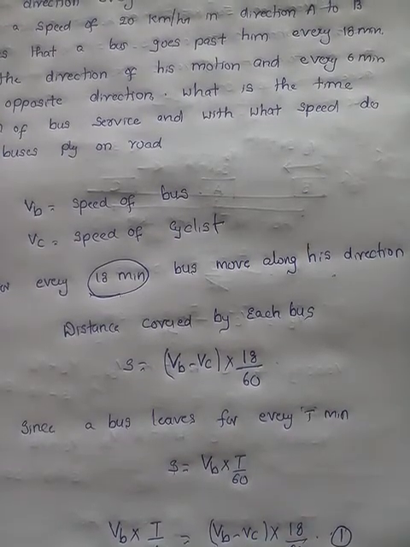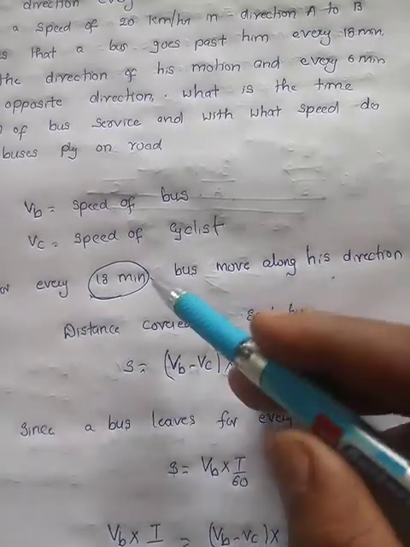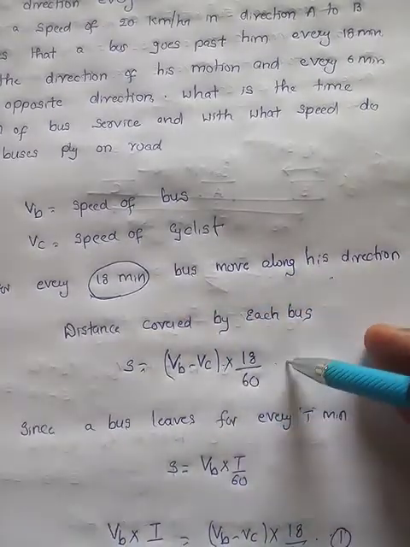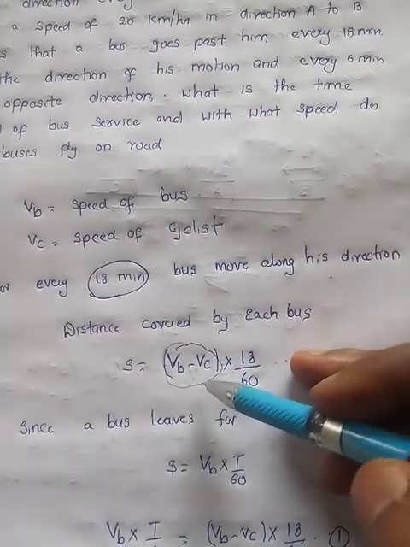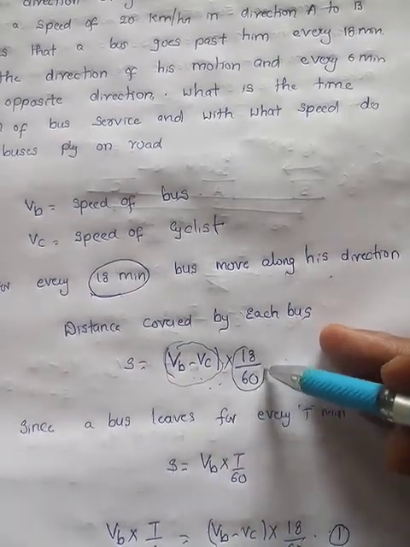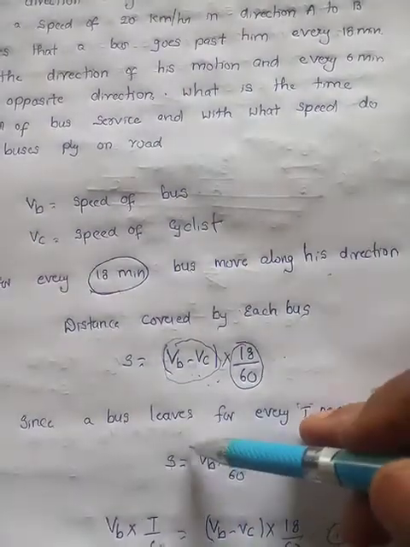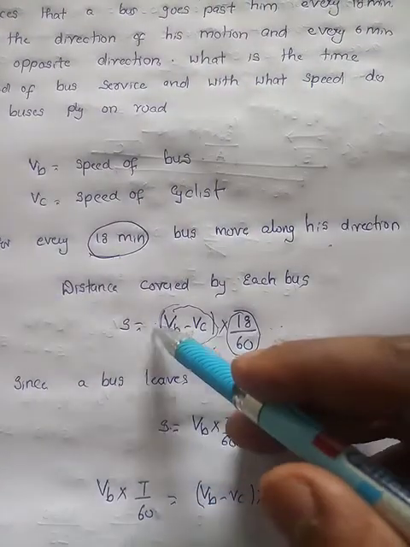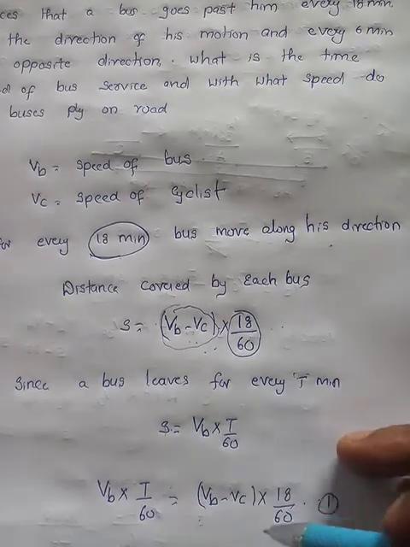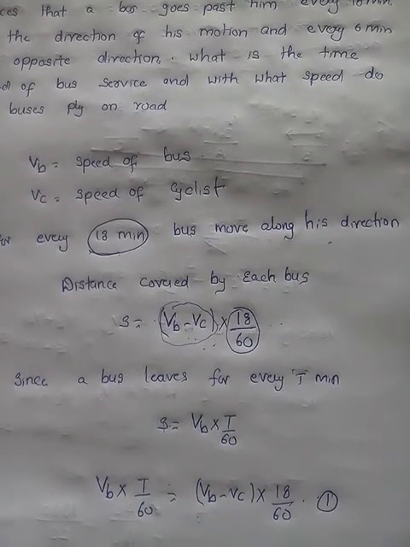They said that every 18 minutes a bus passes him. So, what is the distance travelled by the bus? S equals velocity times time taken. We should consider relative velocity, since both are moving in the same direction. So, VB minus VC, and the time taken is 18 minutes, so 18 by 60. Since a bus leaves every T minutes, the distance travelled equals the velocity of the bus times time taken. Equating these two, we got VB into T by 60 equals VB minus VC into 18 by 60.